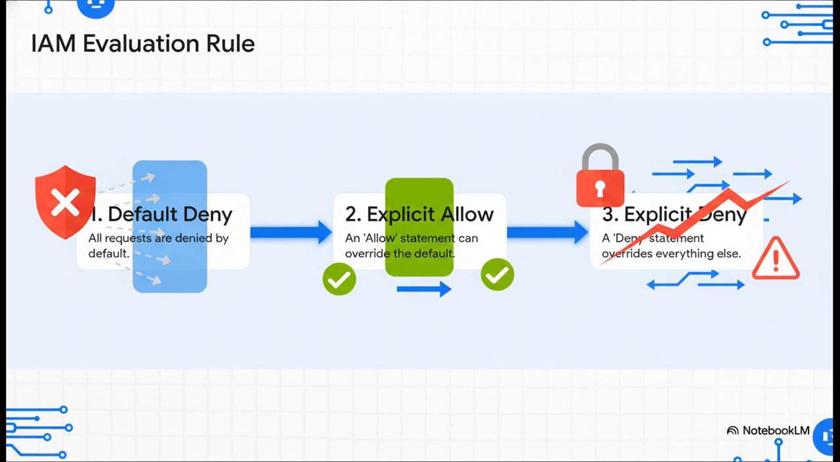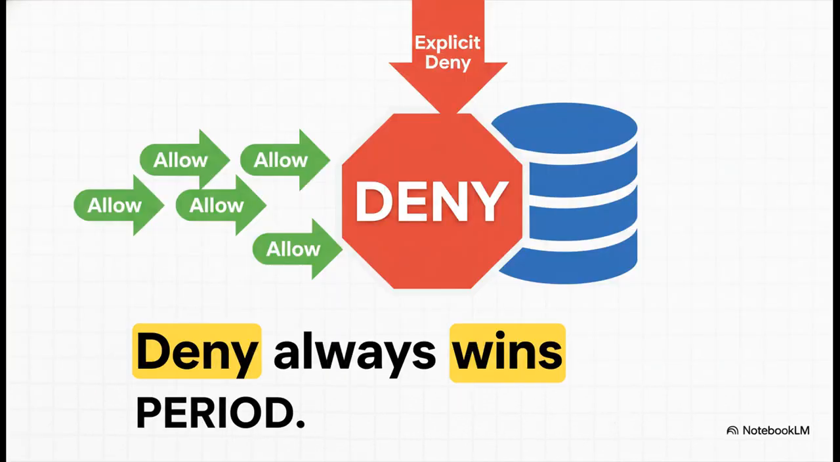Step 1, by default, everything is denied. You start from a position of zero trust. Step 2, an explicit allow in a policy can open a door and grant permission. But, and this is the big one, step 3, an explicit deny statement anywhere slams all doors shut. It overrides everything. Just burn this into your brain.